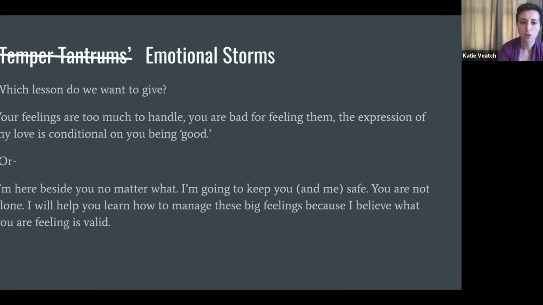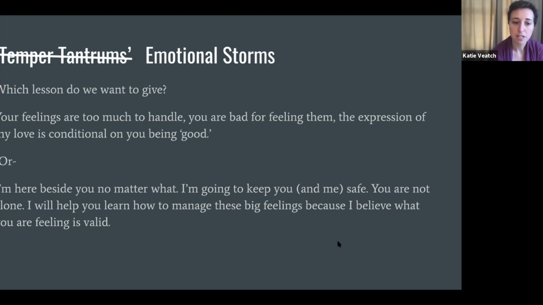This is our opportunity, right? To decide what lesson do we want to give? What person do we want to be? What role do we want to play in this child's life? So when we put a child in timeout, we're saying your feelings are too much to handle. This doesn't work. You're not supposed to feel this way. And I'm going to be available when you sort yourself out.